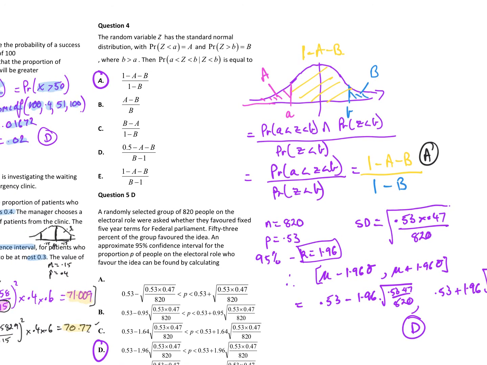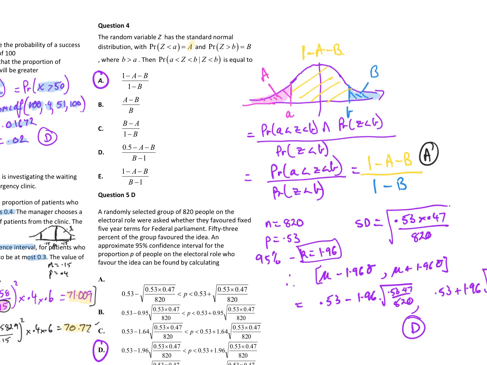Question 4, random variable Z, standard normal. Probability Z is less than A is capital A. Probability that Z is greater than B is capital B. So you can see that in our little diagram. Let's get some appropriate colors back. So the probability that Z is less than A is in here. Probability that Z is greater than B is in here.